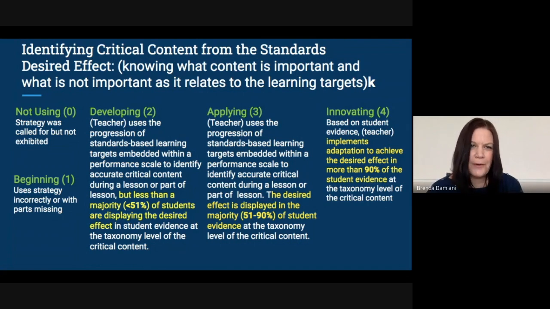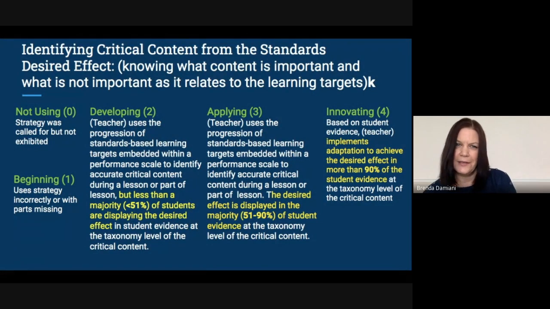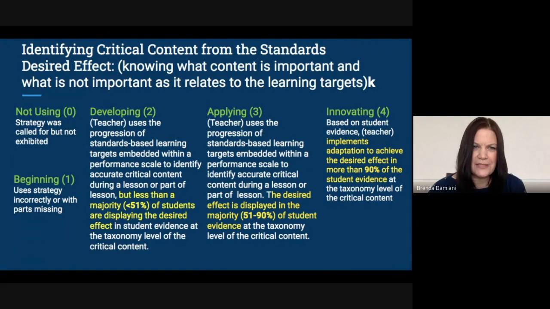So if we look at our scale, we're going to go from anywhere from not using to innovating, 0 to 4. And as we look at this as an instructional model and as a model for learning, we know that it doesn't matter where we start. We're just going to try to get a little bit better as we implement this strategy. So for a beginner, it might be that you're using the strategy but that parts are missing. So you might put the learning target on the board and talk about it at the beginning of class, but then just leave it alone and not go through that cycle.